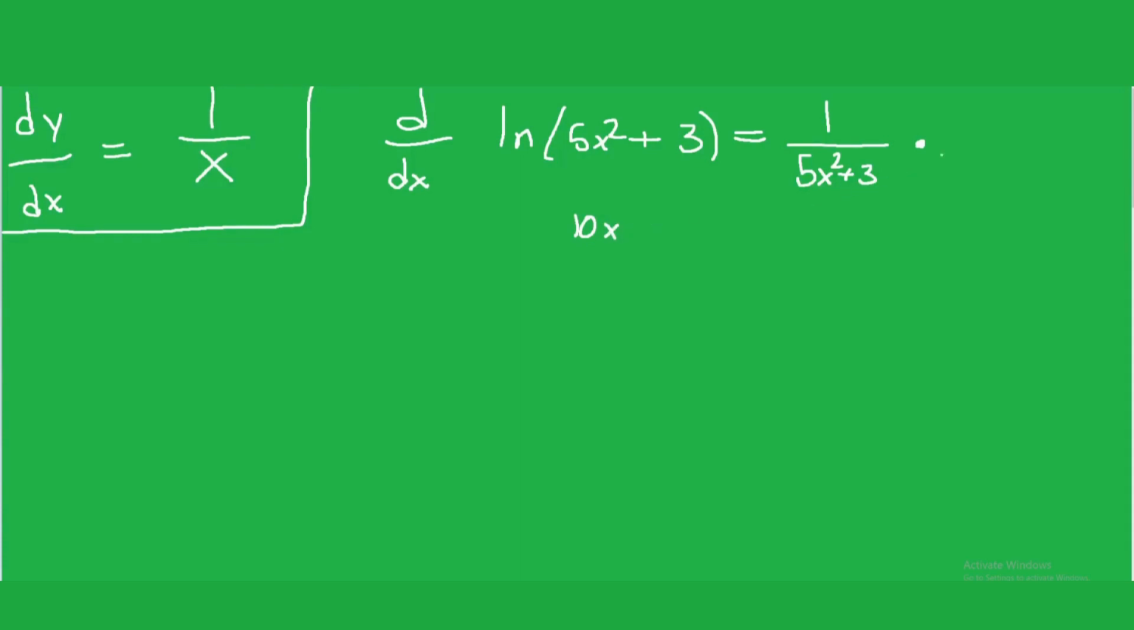10x plus 0. So it's just going to be 10x. Okay. So then we have 10x here. That'll get us 10x over 5x squared plus 3. And I believe that's as simplified as it's going to get. Okay, so yeah, that's basically all there is to this.